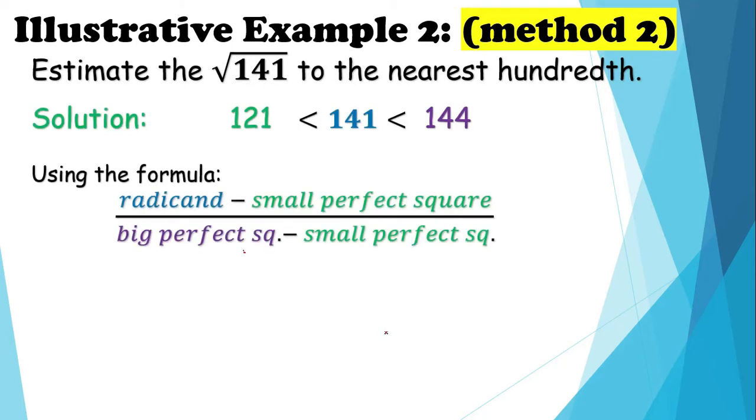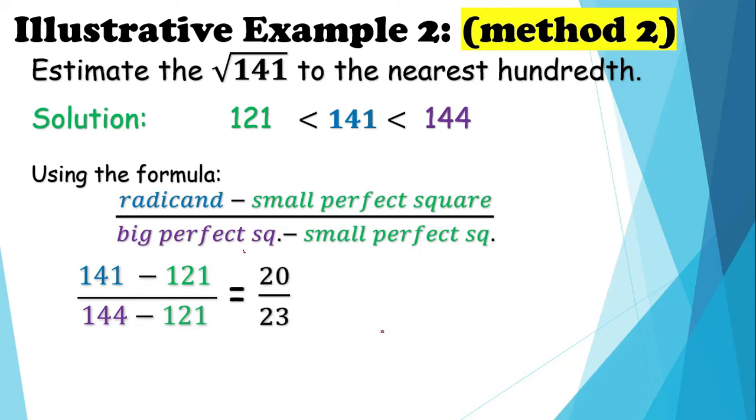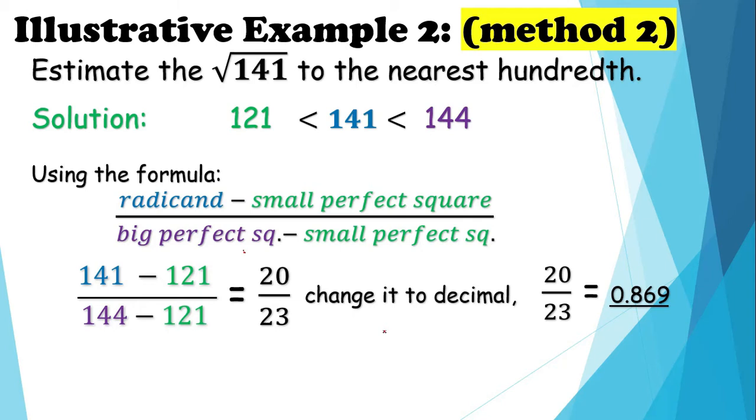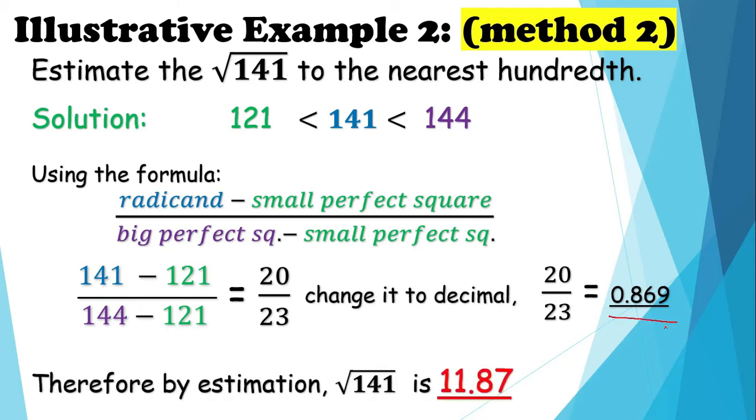Let's use the formula. So we have 141 for the radicand minus 121 for the small perfect square divided by 144 for the big perfect square minus 121. The answer is 20 over 23. So when we get the fraction, let's convert it to decimal. So the answer is 0.869. Therefore, by estimation, the square root of 141 is 11.87 hundredths.